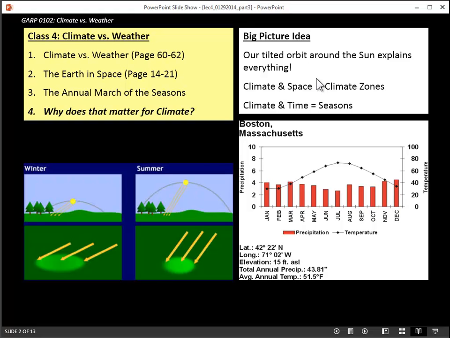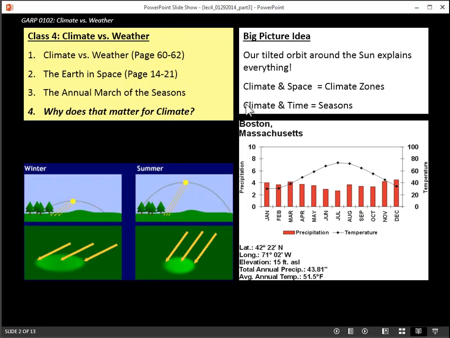It explains why we have seasons. Right? So changes in climate over time we call seasons. And for us here in Massachusetts, the seasons are characterized by temperature changes, warm summers and cold winters. But the other thing that explains is changes in climate as a function of space across the Earth, climate zones.